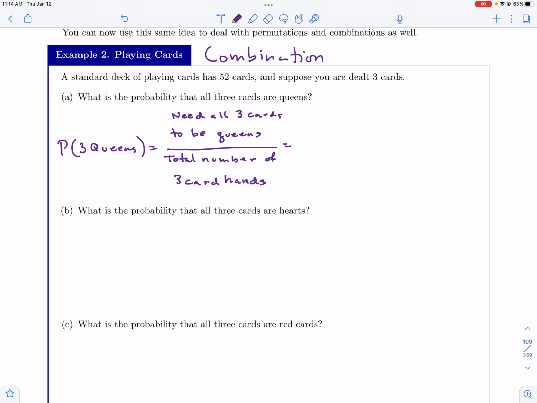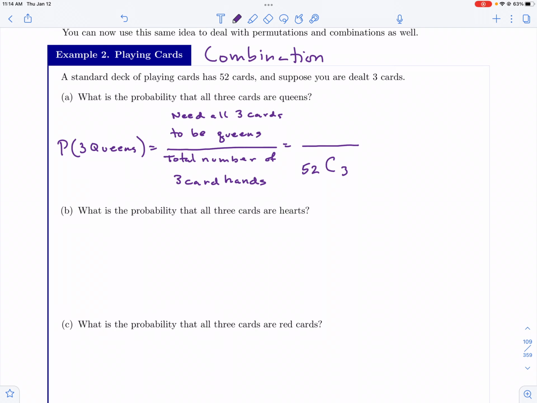So if I want to figure out the total number of all 3 card hands available, then in this case, since there's 52 cards total in our deck, and we're choosing 3, our bottom number is just going to be 52C3 for this one.